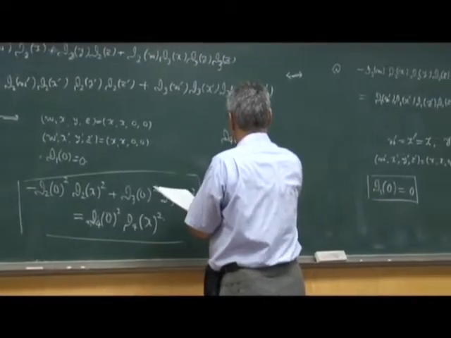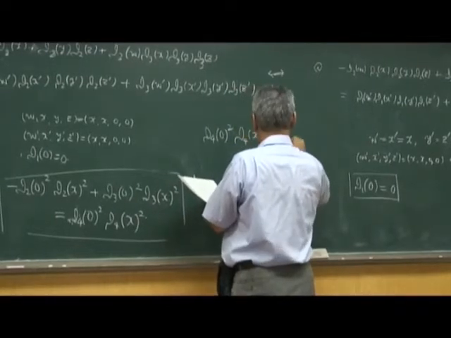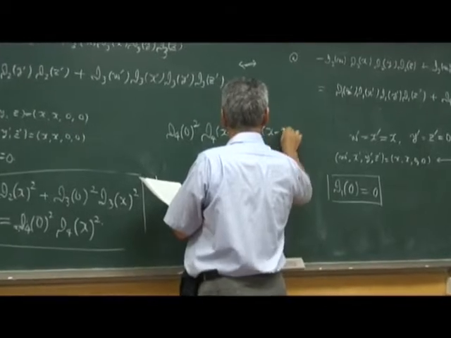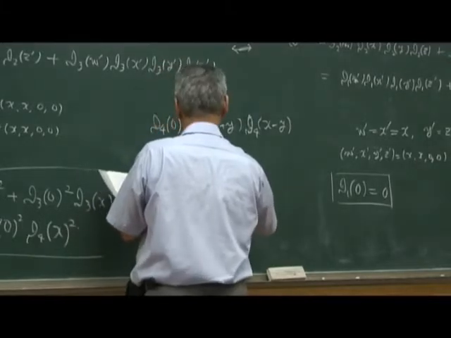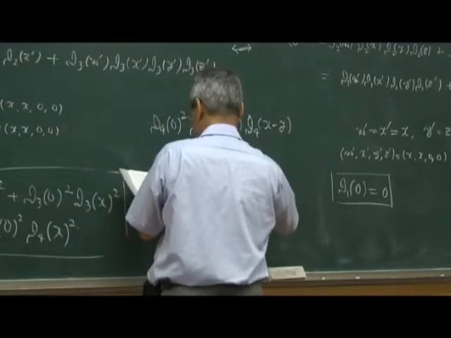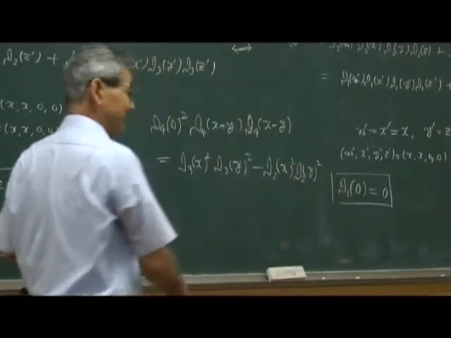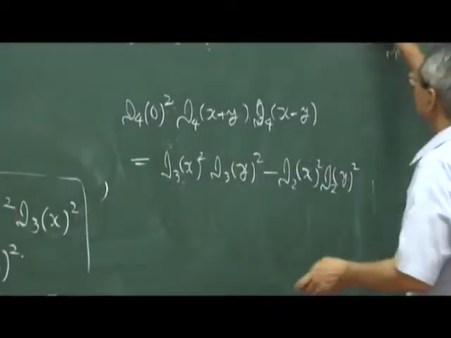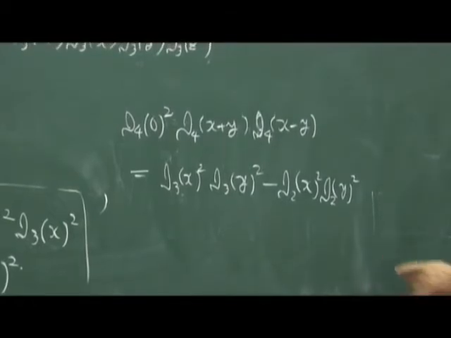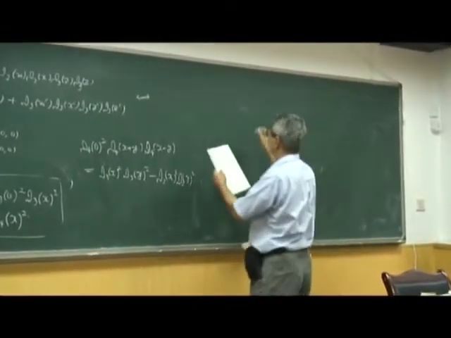theta 4 square and theta 4 of x plus y and theta 4 of x minus y is equal to theta 3 of x square, theta 3 of y square minus theta 2 of x square, theta 2 of y square. There are many such formulas. And finally, using this formula, he shows the addition theory of the theta functions. So namely, what he proved is the following.